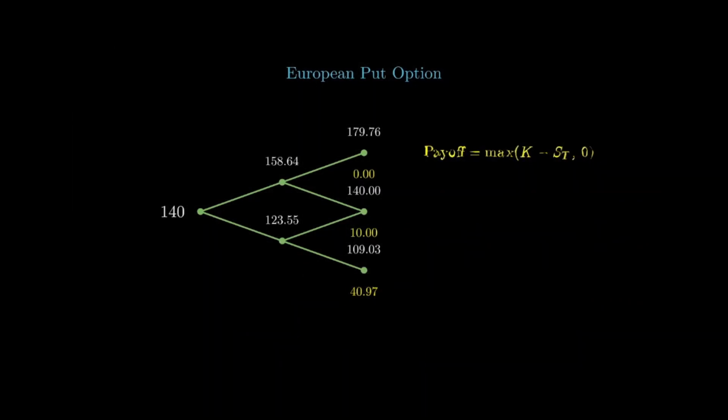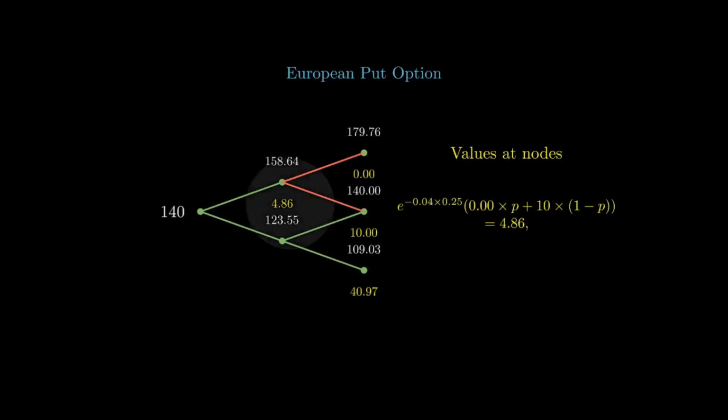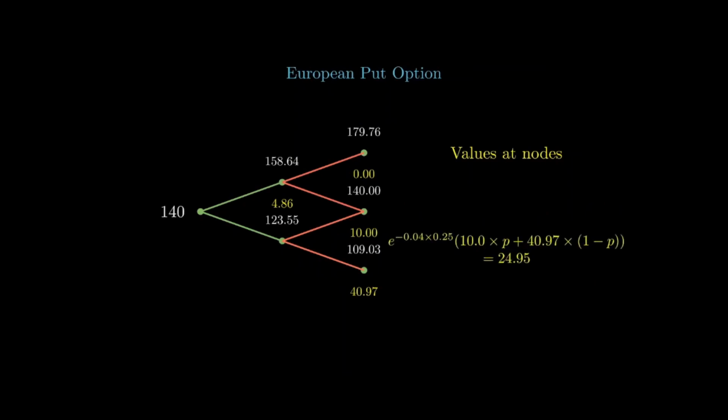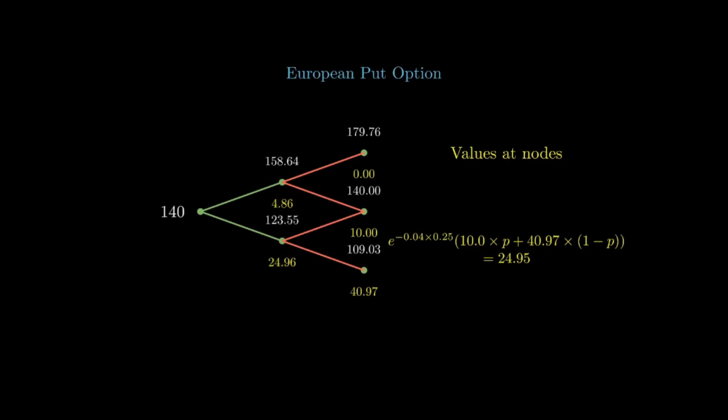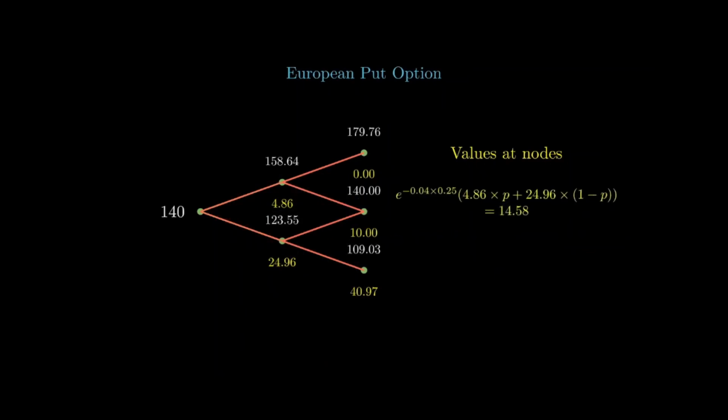In the same way we did for the call option, we will compute the price of the put option at each node in the following way. Finally, we get the premium of the put option, which is equal to 14.58. Finally, we will compute the price for the American put option.